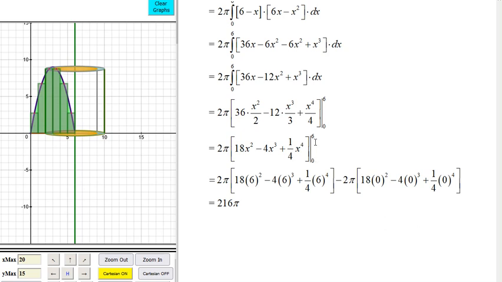And we'll evaluate from 0 to 6. So we'll plug in 6. We have 6 here, a 6 here, and then a 6 here. And the lower limit of integration is 0, so we plug in 0, 0, 0. And then simplify all of this, it will come out to be 216 pi. So the volume of the solid of revolution will be 216 pi.